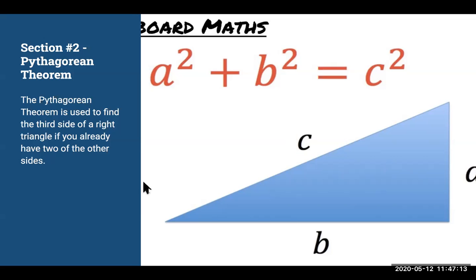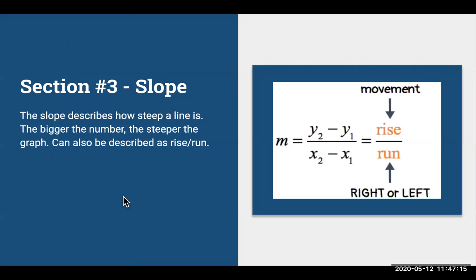Section 3 is the slope, which is used to determine how steep a line is. The bigger the number, the steeper it is, which is also described as rise over run, where rise is the y value and run is the x value. The formula for this is y2 minus y1 over x2 minus x1.